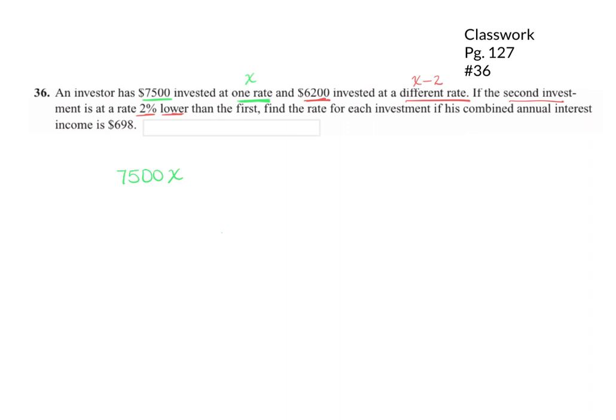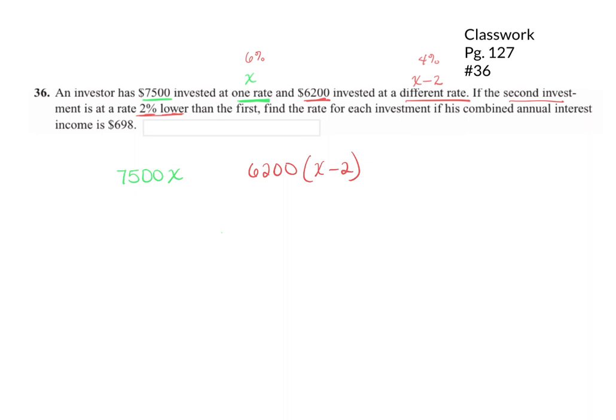Now, think about it this way. If we have, let's say this was 6%. If it's 2% lower, this would be 4%. Does that make sense? So if they'd given us the first rate and said it's 2% lower, we would just subtract 2% from it, right? So that's why I did x and x minus 2, because they told us it was 2% lower. All right, and it's all in percent. So this second one is going to be 6,200 times 2% lower.